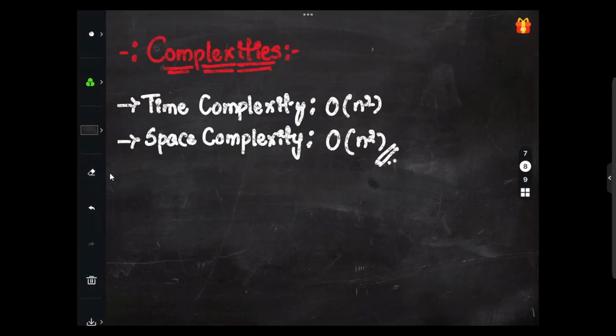So what will be the time complexity here? The time complexity would be O(n²). So why is it n square? Basically it is because of n into 4 into 2n into 4. So overall it will be O(n²) itself.